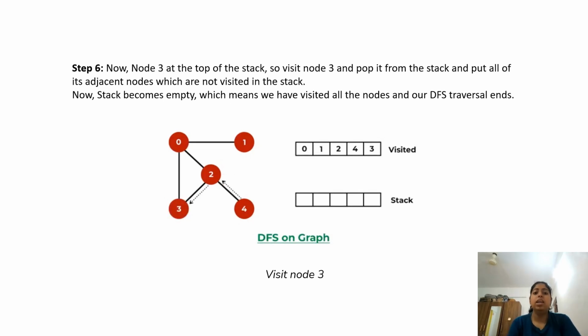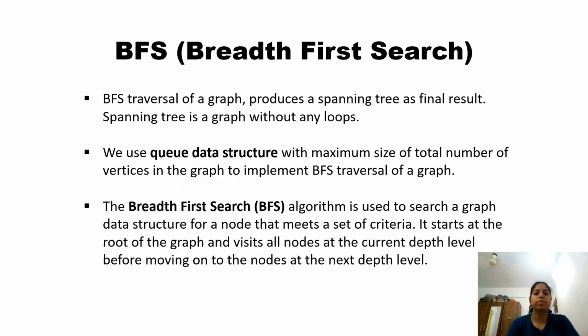Step 6. Now node 3 is at top of the stack. So visit node 3 and pop it from the stack and put all of its adjacent nodes which are not visited in the stack. Now stack becomes empty, which means we have visited all the nodes and our DFS traversal ends.